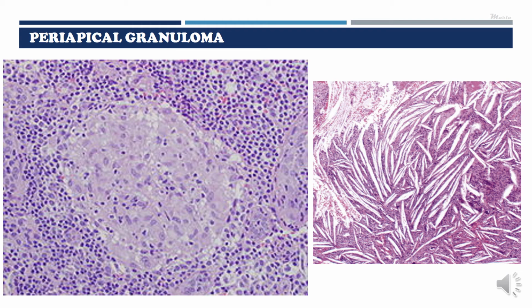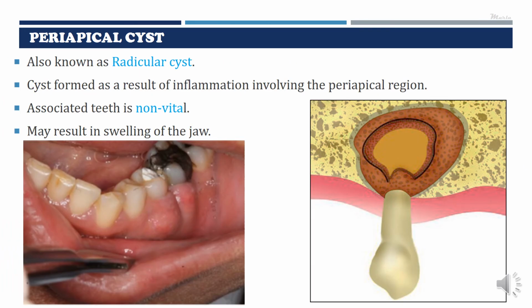These cholesterol clefts are a result of the breakdown of red blood cells, which gives rise to hemosiderin pigments, which further gives rise to cholesterol in the tissue, which during tissue processing is lost, such that it results in empty needle-like spaces, which are referred to as cholesterol clefts. So all these features are seen in periapical granuloma and helps in the identification of its nature.